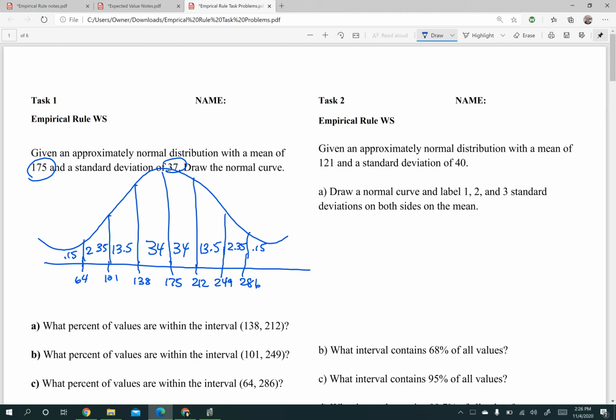So it asks what percent of values are within the interval from 138 to 212. So that's from here to here. So what numbers are between these two numbers? Well, that's this right here. So that's 34 plus 34, which is 68%. It says what percent of values are within the interval from 101 to 249. So that's 13.5 plus 34 plus 34 plus 13.5. Well, that's 95%.